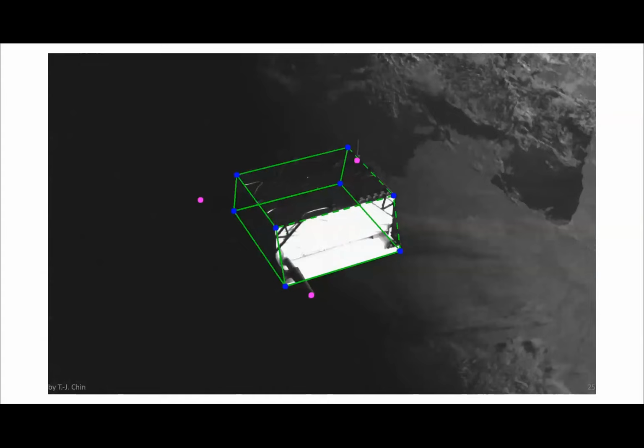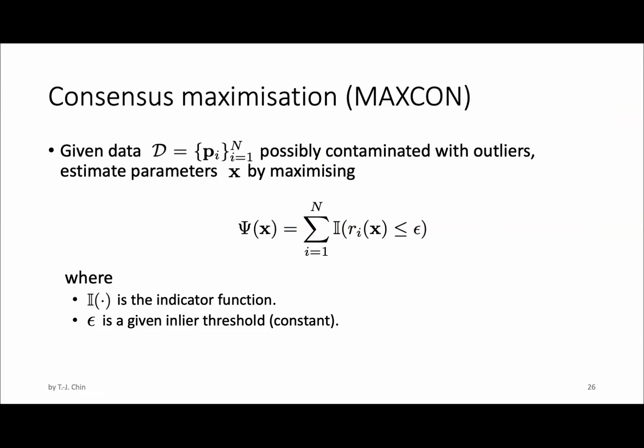So in computer vision, we solve the problem of maximum consensus, or consensus maximization, all right? You would find the model that gives you the most number of inliers possible. The model is parameterized by vector x; you check all points and find whether they fit inside a line with error epsilon.